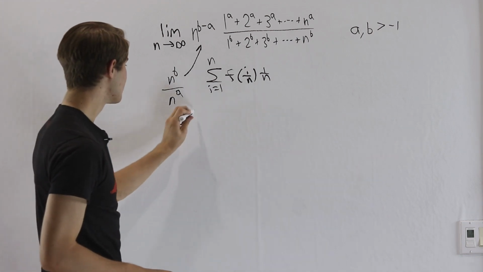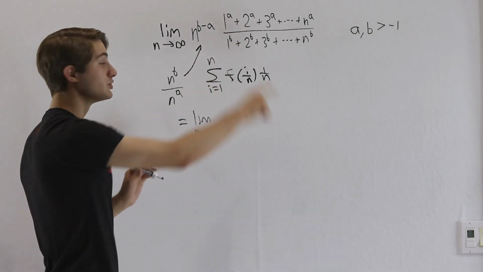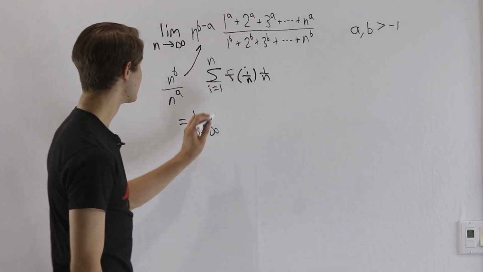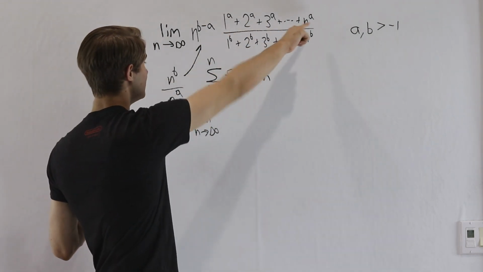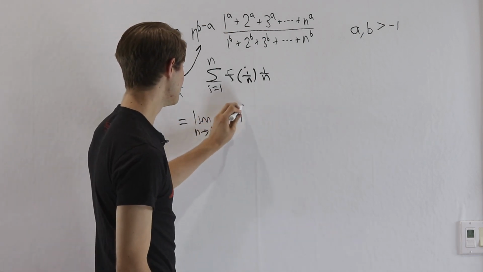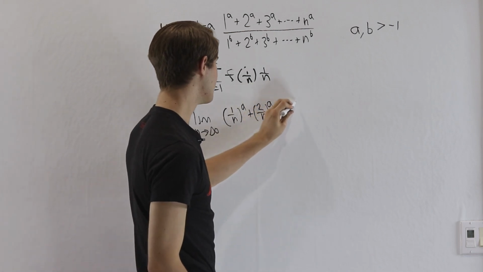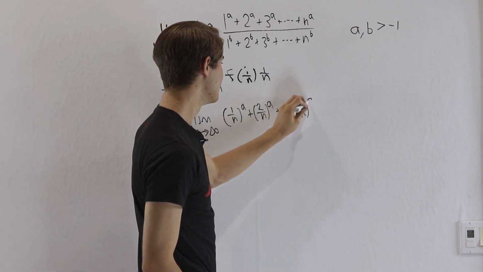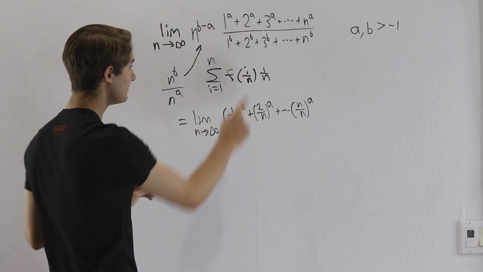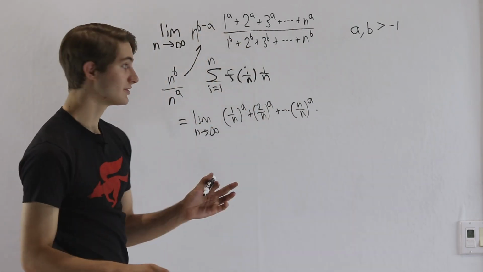So in fact, we already have this n to the a that we need to transform this into a Riemann sum. So let's rewrite our limit right here as n approaches infinity. First, we'll just look at the parts with a in them. If we divide all of these things by n to the a here, we're going to get 1 over n to the a plus 2 over n to the a, and then so on up to n over n to the a. And then we have times something over here with b's. Let's not focus on that right now.